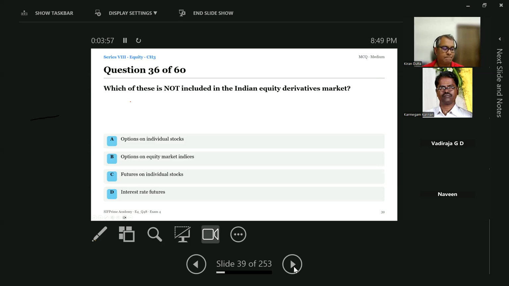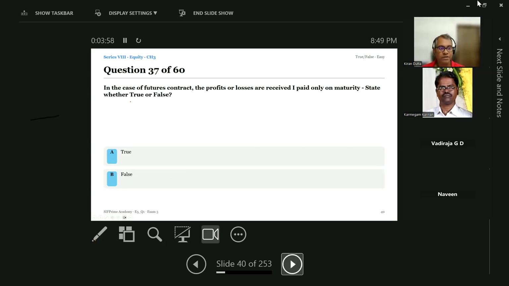Okay. Next, 37. In case of futures contract, profit or losses are received or paid only on maturity. Statement is true or false? Very good. True or false? True.